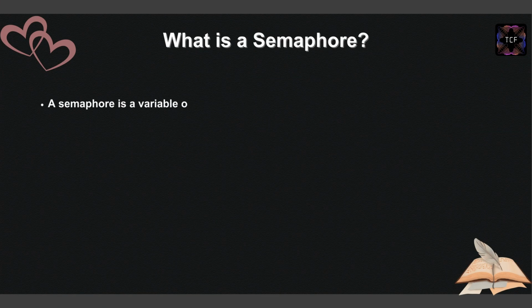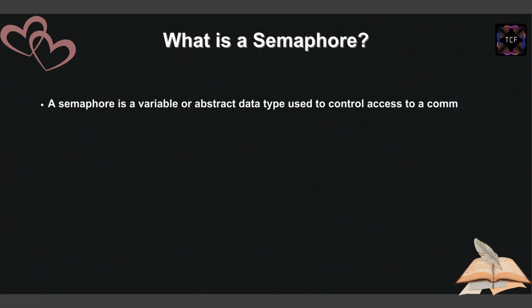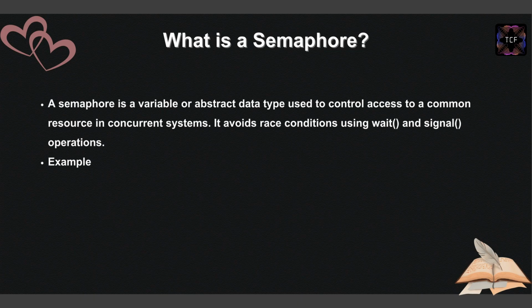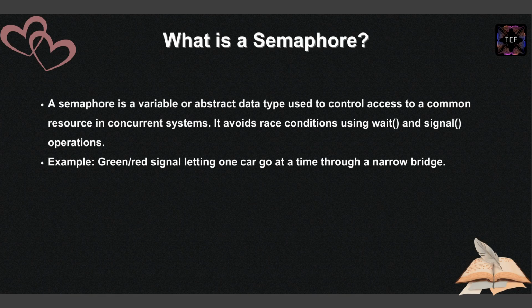What is a semaphore? A semaphore is a variable or abstract data type used to control access to a common resource in concurrent systems. It avoids race conditions using wait and signal operations. Example: green or red signal, letting one car go at a time through a narrow bridge.